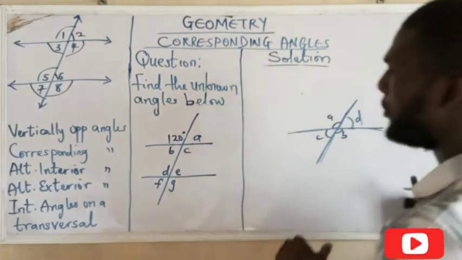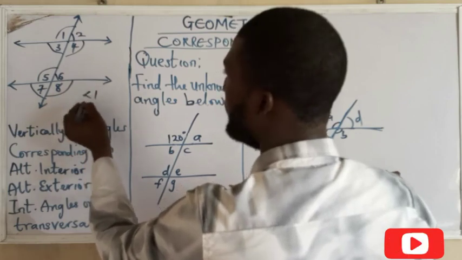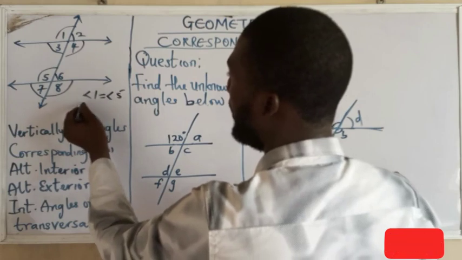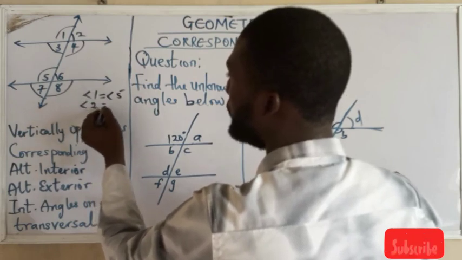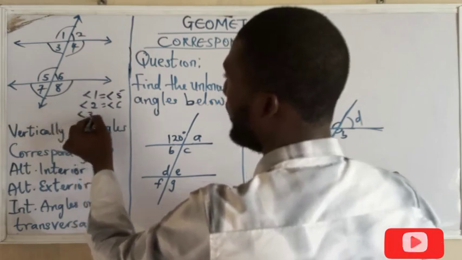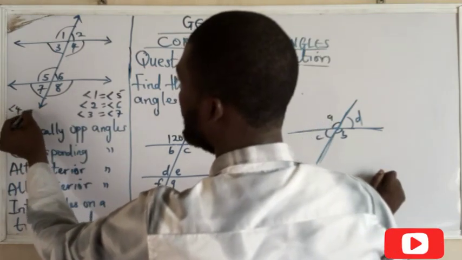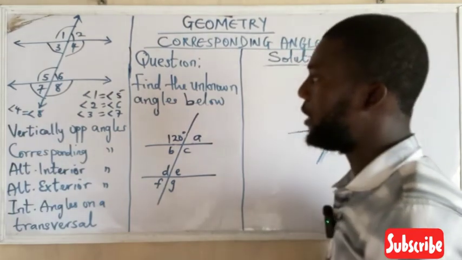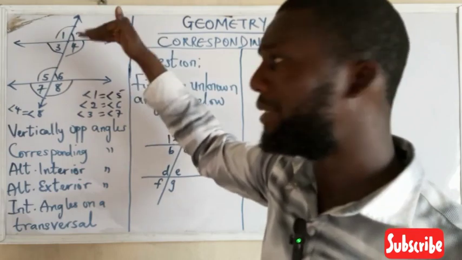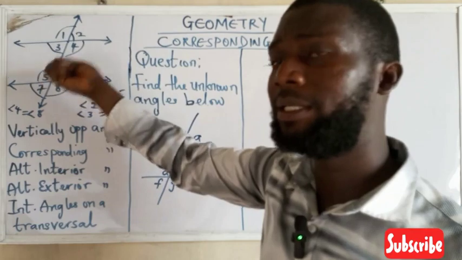So if I want to spell out my corresponding angles, I can say that angle 1 equals angle 5, angle 2 equals angle 6, angle 3 equals angle 7, and as well angle 4 equals angle 8. As you can see, they all match; they all correspond the same way, in the same position on each of the intersecting lines.